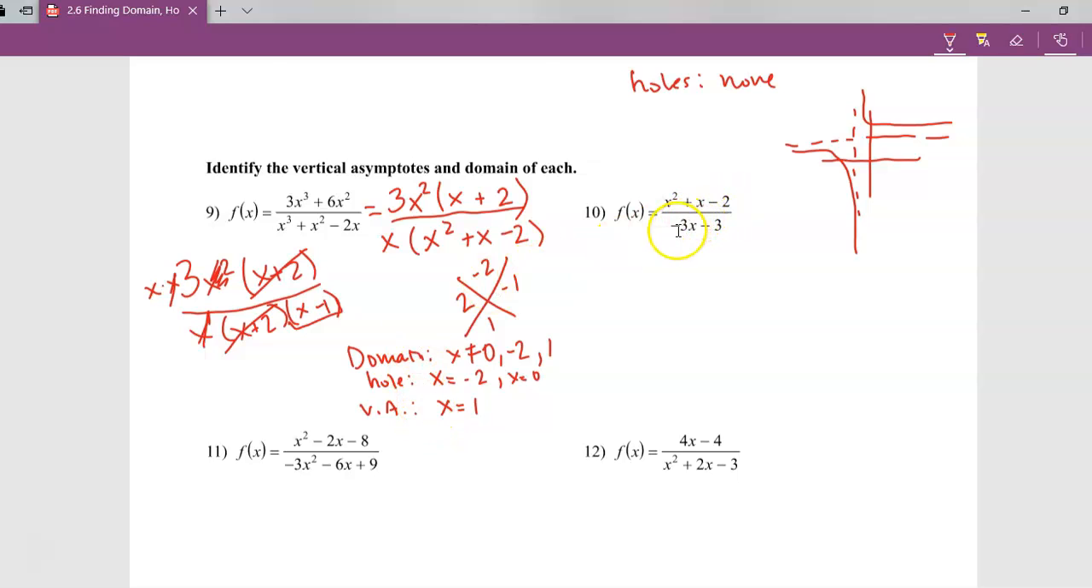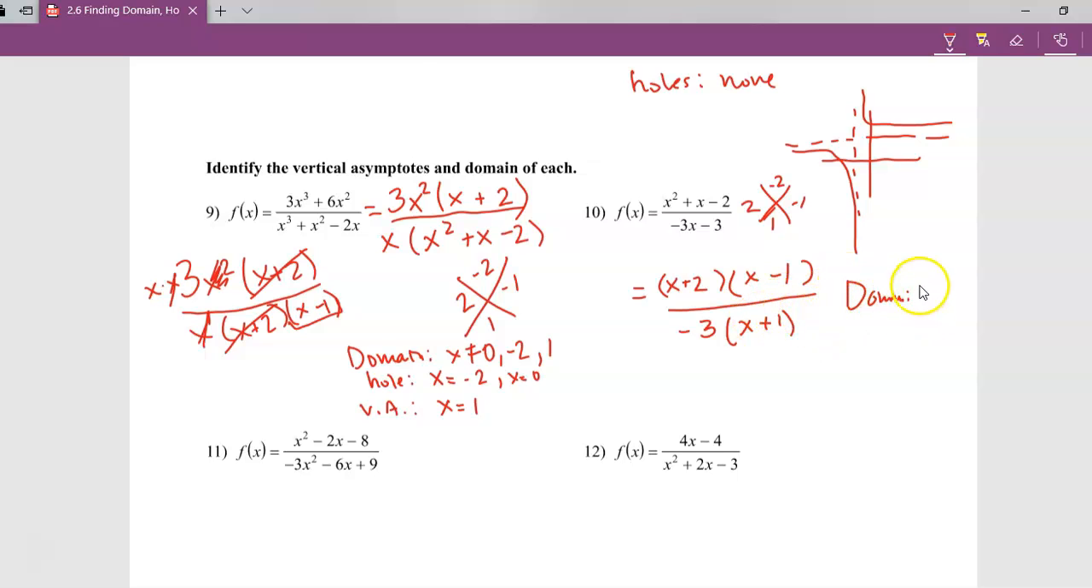Okay, so let's try another one. So on number 10, we're going to go ahead and factor both the numerator and the denominator. So on the top here, since we have negative 2 and positive 1, again, it would be 2 and negative 1, so this would be x plus 2 times x minus 1. On the bottom, negative 3x minus 3, they have a common factor of negative 3, so I'll pull that out, and that would give me x plus 1. So double check, negative 3 and x is negative 3x, negative 3 times 1 is negative 3. So that works out.